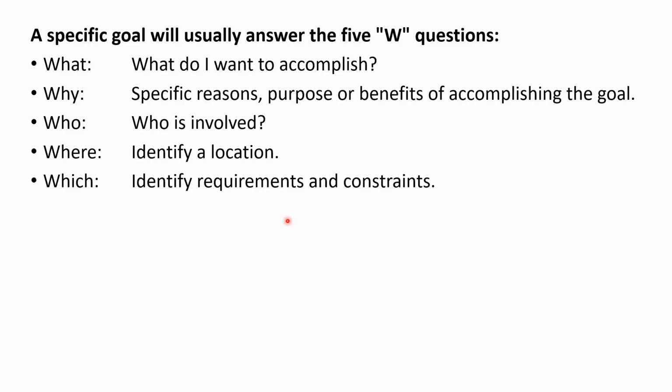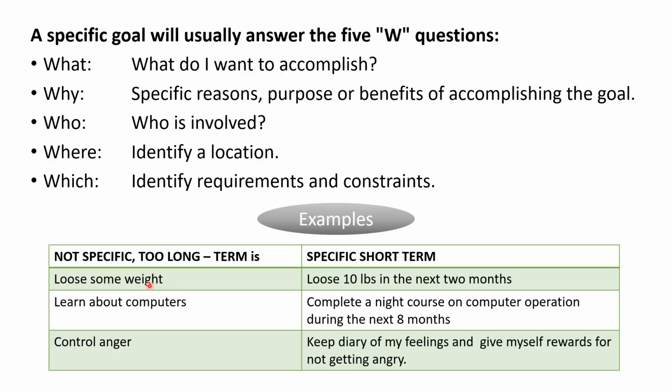Let us take some examples of not specific and specific goals, and long-term and short-term goals. Let us see this. Losing some weight. Do you think this is specific? No, it is not specific, because it has not mentioned how much you want to lose. Here you can see you will lose 10 lbs in the next 2 months. So this is a specific goal, and this is a short-term goal. It is time specific. Here it is not time specific, right? The next 2 months means you are time bound. So you have fulfilled the last criterion, that is time bound. You are specific about how much weight you want to lose: 10 lbs. So it becomes specific and short term.